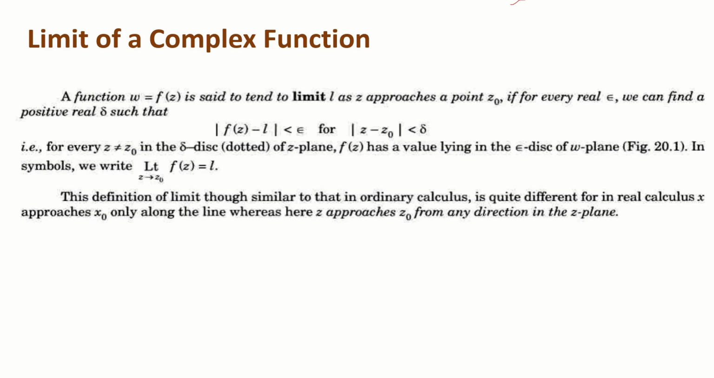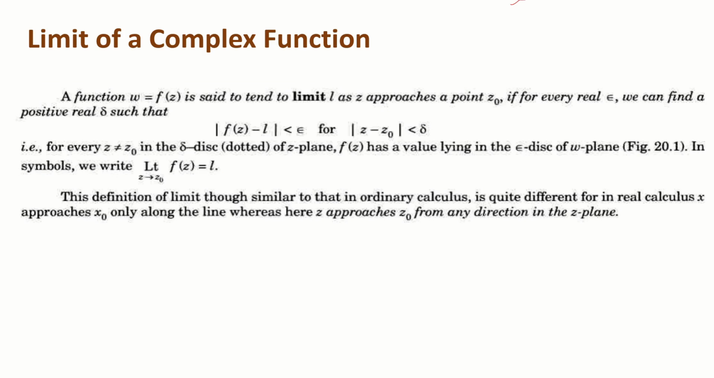So now let's try to understand a formal definition of the same. You can see a definition on the screen. It says a function omega equals f of z is said to tend to a limit L as z approaches a point z naught, if for every real epsilon we can find a positive real delta such that mod of f(z) minus L is less than epsilon, for mod of z minus z naught less than delta.